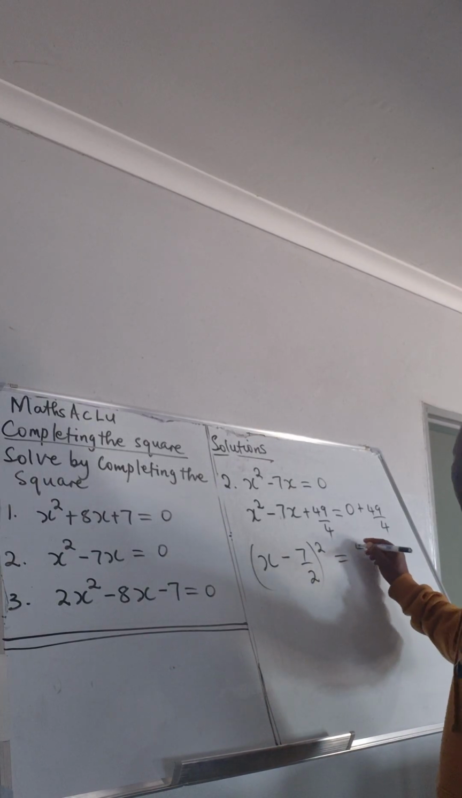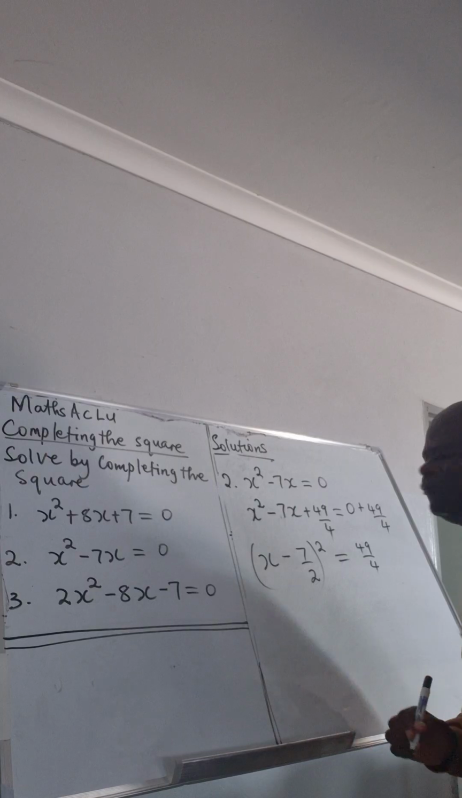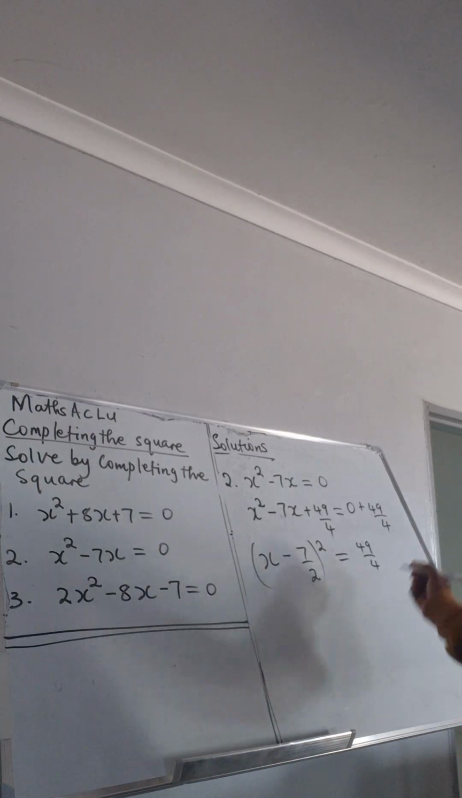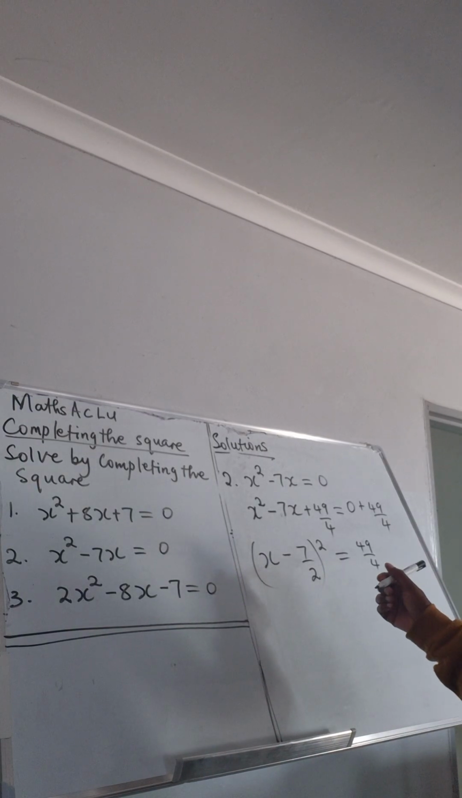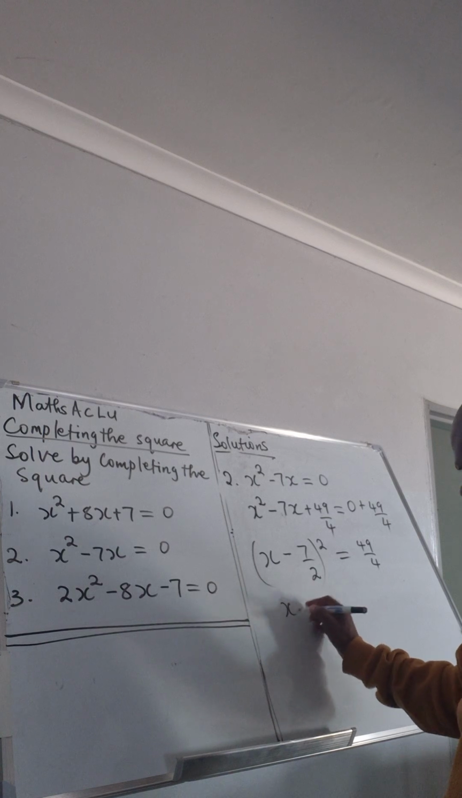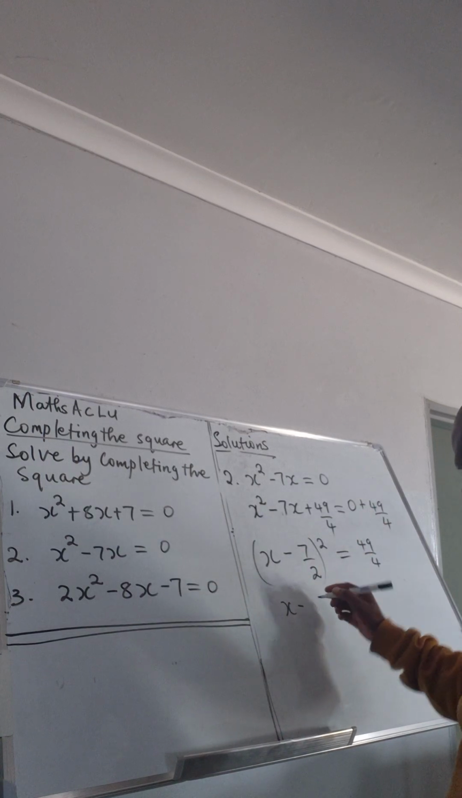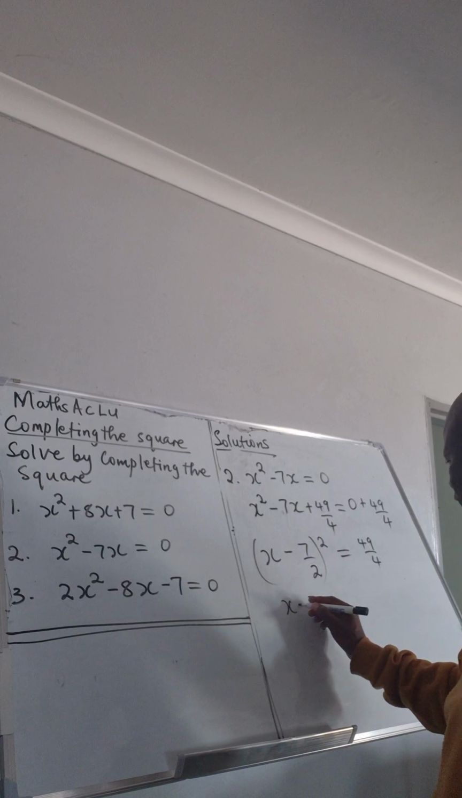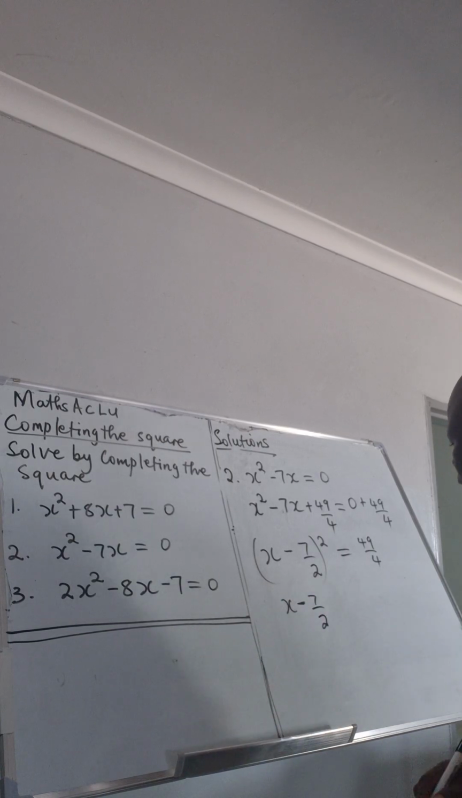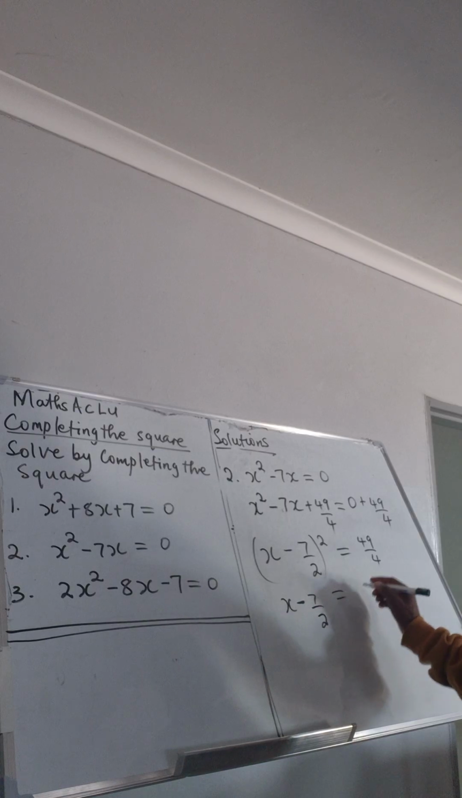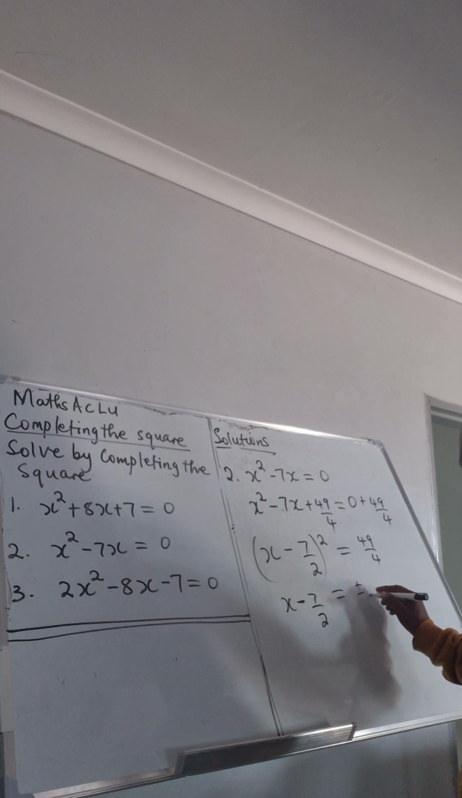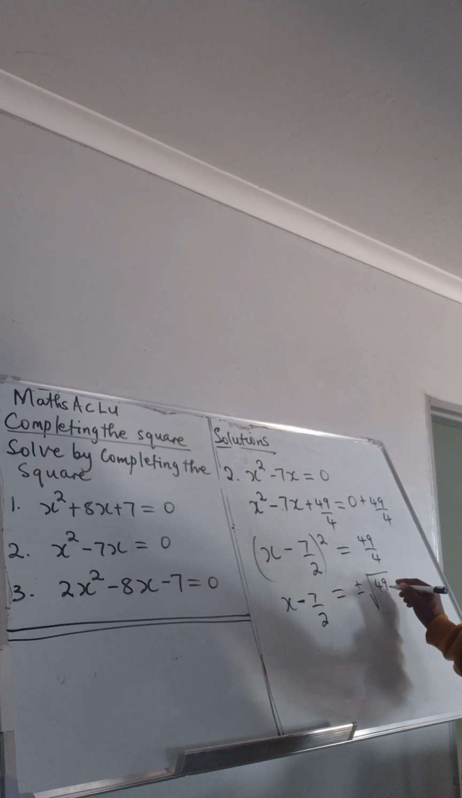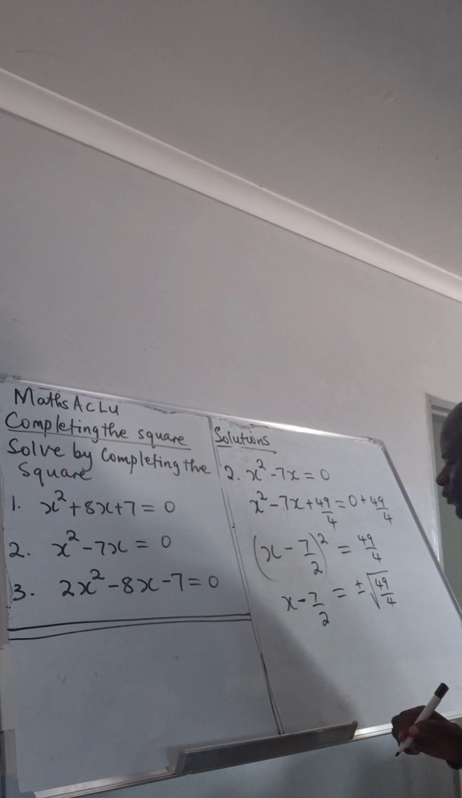Equal to 49 over 4. Now you take square roots on both sides. I've said taking the square root of a squared thing is just to remove the power 2. So x minus 7 over 2 is equal to plus or minus the square root of 49 over 4.